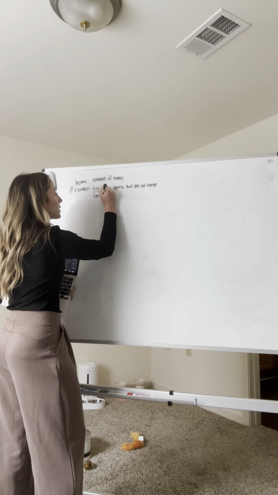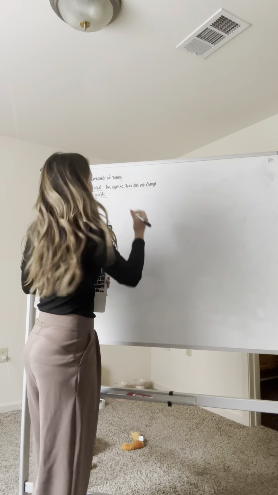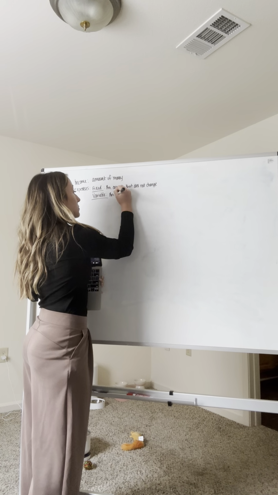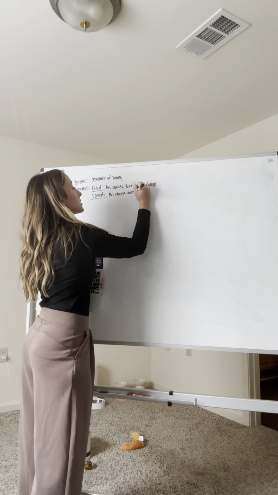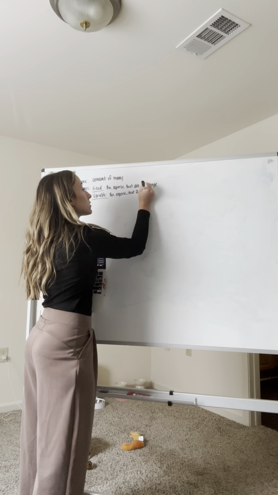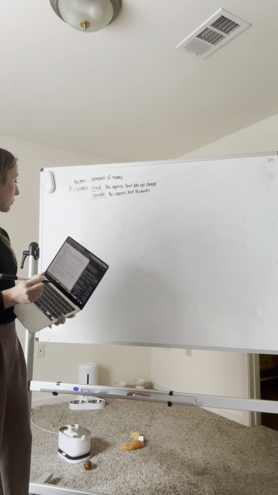What is a variable expense? An expense that does change. So we'll put an expense that fluctuates month to month. Fluctuates means changes. It can differ. So an expense that fluctuates.